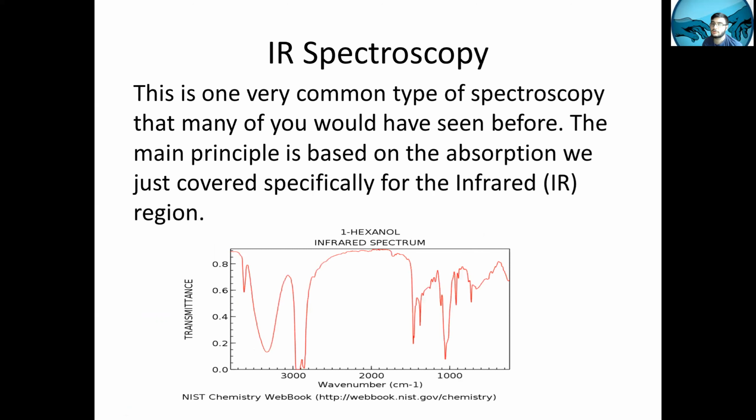Next, we want to move on to spectroscopy, right? And the first one we're going to look at is one that's extremely closely tied to absorption, which we just talked about. It's called IR spectroscopy, and the IR stands for infrared, right? Which remember is a certain wavelength of light. Infrared has slightly lower energy and a longer wavelength than visible light. Okay, so this is one very common type of spectroscopy that many of you have likely seen before. The main principle is based on the absorption we just covered, specifically for the IR region.